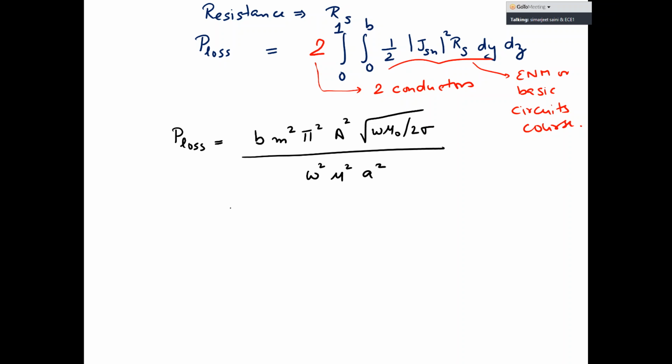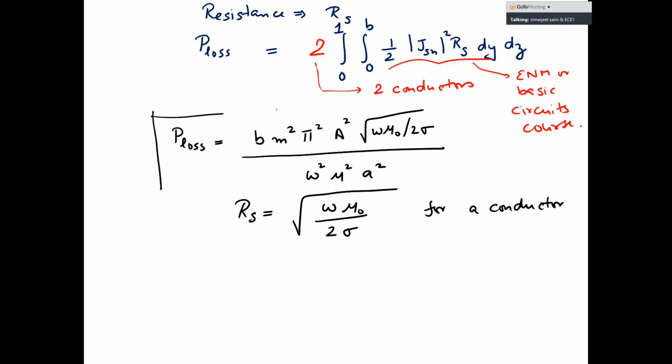And basically, to get the sigma term, I am using the fact that the Rs term, and this is from your course last time, Rs is omega mu naught by 2 sigma for a conductor. You must have done this when you did the electromagnetic wave. So that is the loss term which I get.